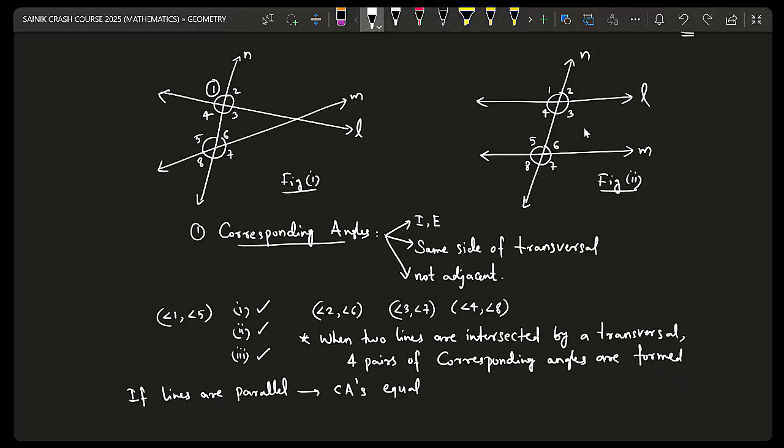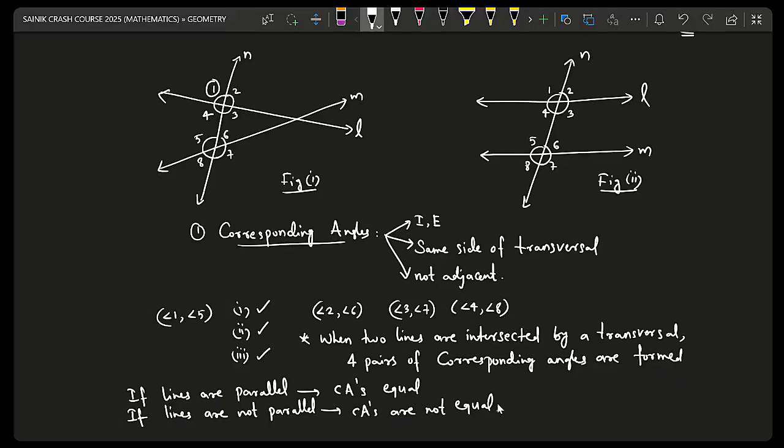Now let's check the first figure, L and M are not parallel. Here angle 6, let us say it is 60 degrees, but angle 2 may be more than that, like 80 degrees. Are they equal? Not equal. That means if the lines are parallel, corresponding angles are equal. If the lines are not parallel, corresponding angles are not equal. Let's write that also. If lines are not parallel, what can you say about the corresponding angles? Corresponding angles are not equal. So this is about the corresponding angles.